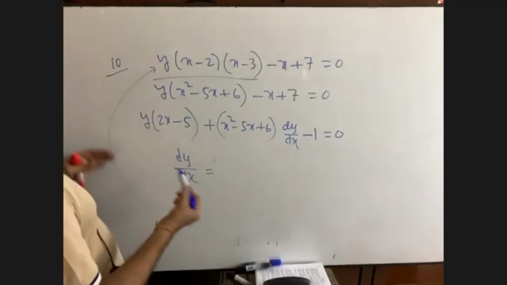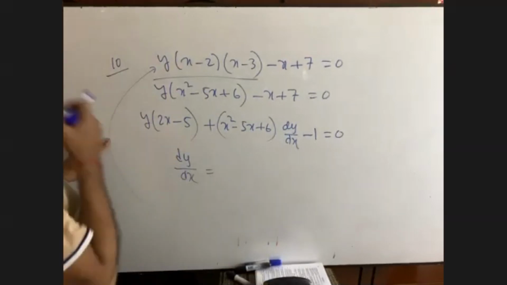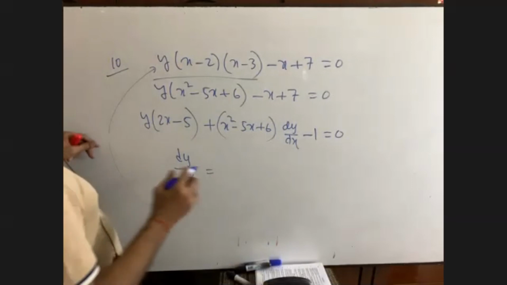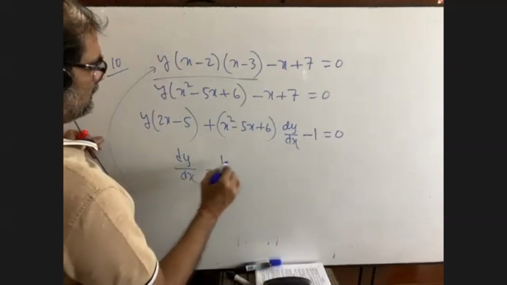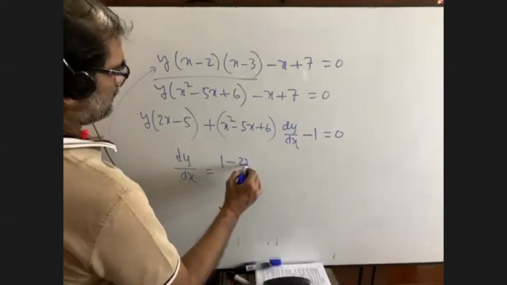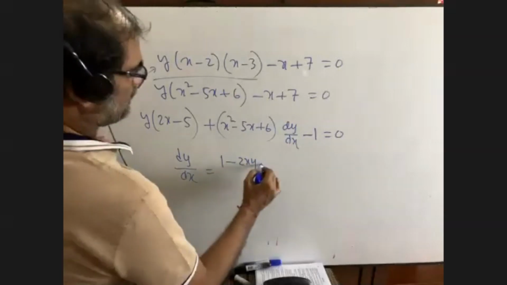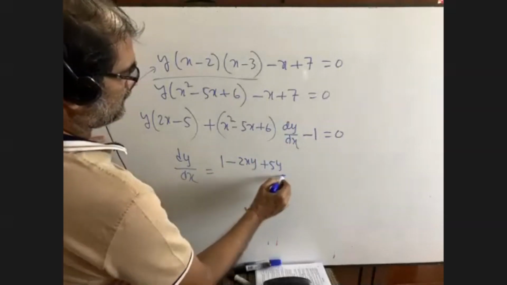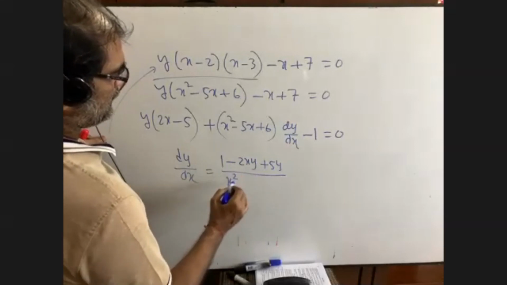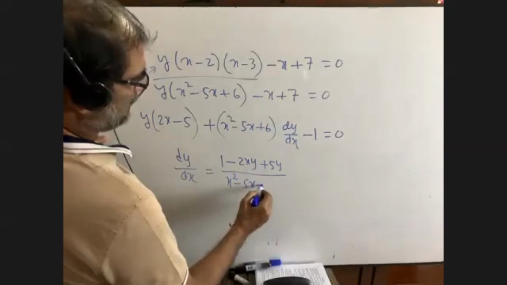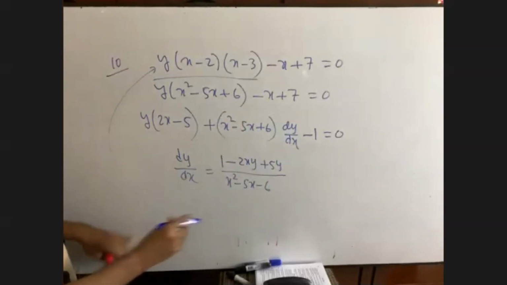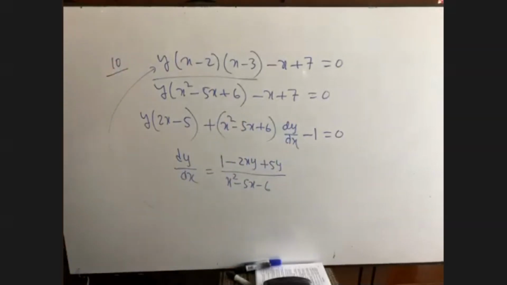Just let me know. What is dy by dx from here? It is 1 minus 2xy plus 5y by x square minus 5x plus 6. Okay? This is it. Now here x equals 7.